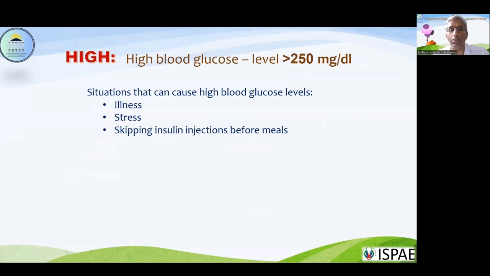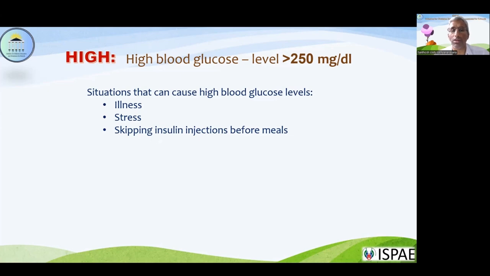So if somebody is skipping insulin injections before meals repeatedly, it can lead to high blood glucose levels. And different kinds of stress like physical, emotional, psychological stress, for example, exam stress can also lead to high blood glucose levels. And when the child experiences illnesses like febrile illness, it could be viral infection, bacterial infection, sore throat, urinary tract infection, etc., it can lead to high blood glucose levels.